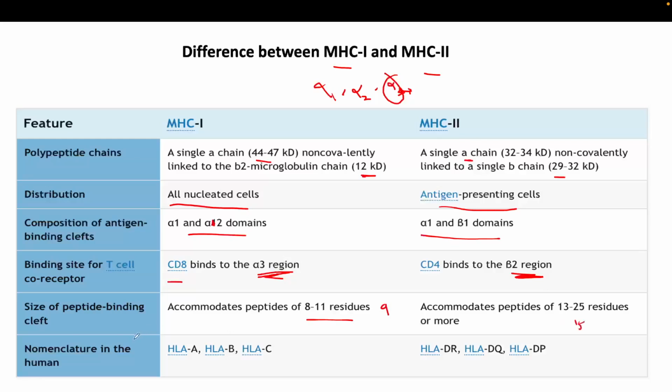And in case of nomenclature, this MHC1 we generally consider as an HLA molecule: HLA-A, HLA-B, HLA-C. In case of the MHC2, it is HLA-DR, HLA-DQ, and DP. So these A, B, C, DR, DQ, DP are referring to the locus where the MHC molecule is present on the chromosome. That locus is called A, B, C if it is MHC1, or if it is MHC2 molecule, then it is called DR, DQ, DP. So this is the difference between the MHC1 and MHC2 molecule.